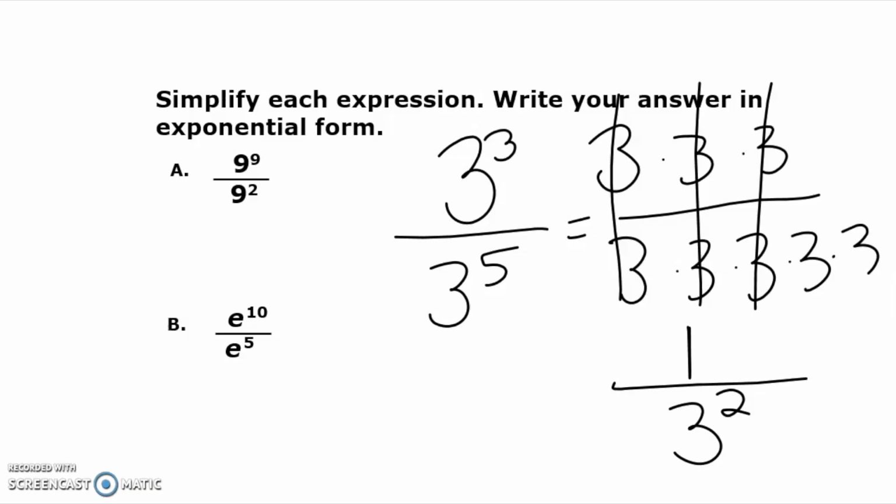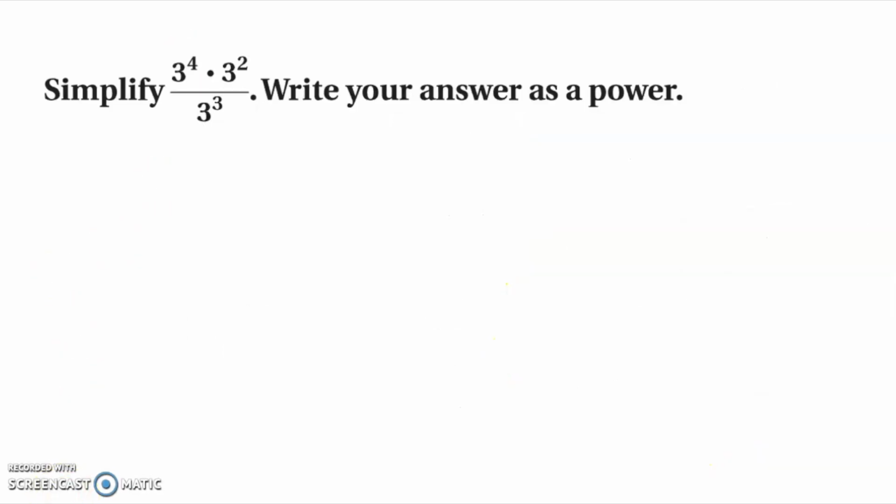Now, if we followed our exponent rules and we subtracted, another way of writing this would be 3 to the negative 2nd power. So that negative is just telling us that the multiplication will be in the denominator of our fraction. Okay, our next example is getting a little bit more complicated.